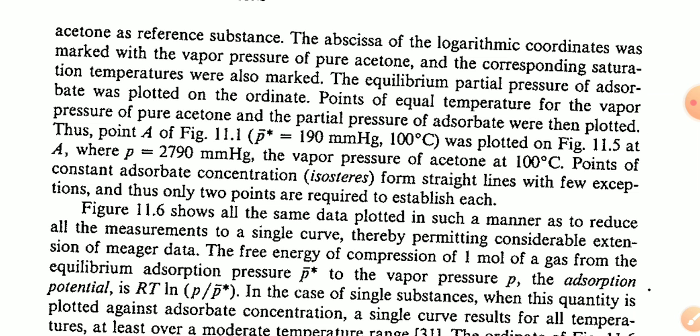Pure acetone partial pressure is given along with it. Now in figure 11.5 we have seen the graphical system. At a point where P is equal to 2790 mmHg, the vapor pressure of the acetone at 100 degrees Celsius, points of constant adsorbate concentration fall on a straight line, and thus only 2 points are required to establish each line. The same data plotted in such a manner as to reduce all the measurements to a single curve, thereby permit considerable extension of the measured data.